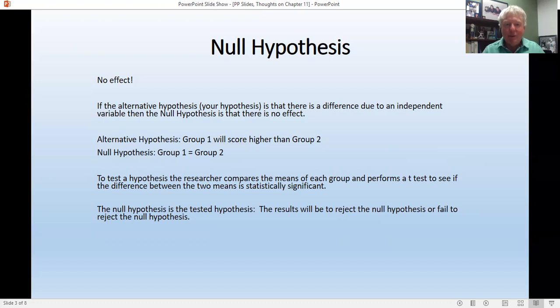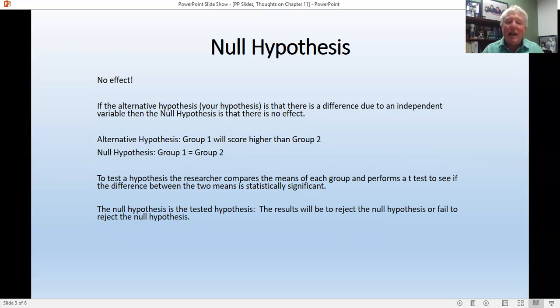So example here, alternative hypothesis: group 1 will score higher than group 2. Okay, null hypothesis would be group 1 is equal to group 2 in the scores. All right, and I said that several times. I just need for you on your tests to make sure you understand that.